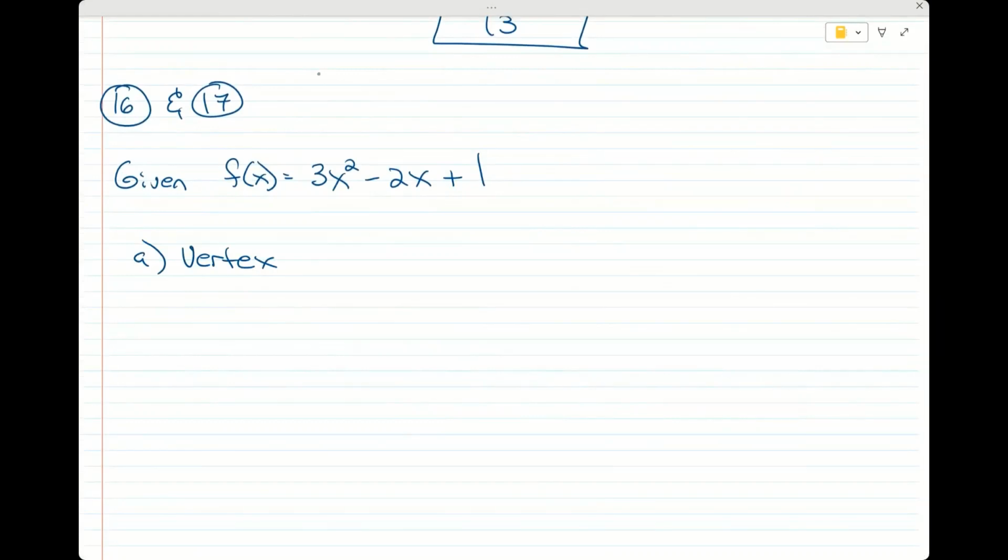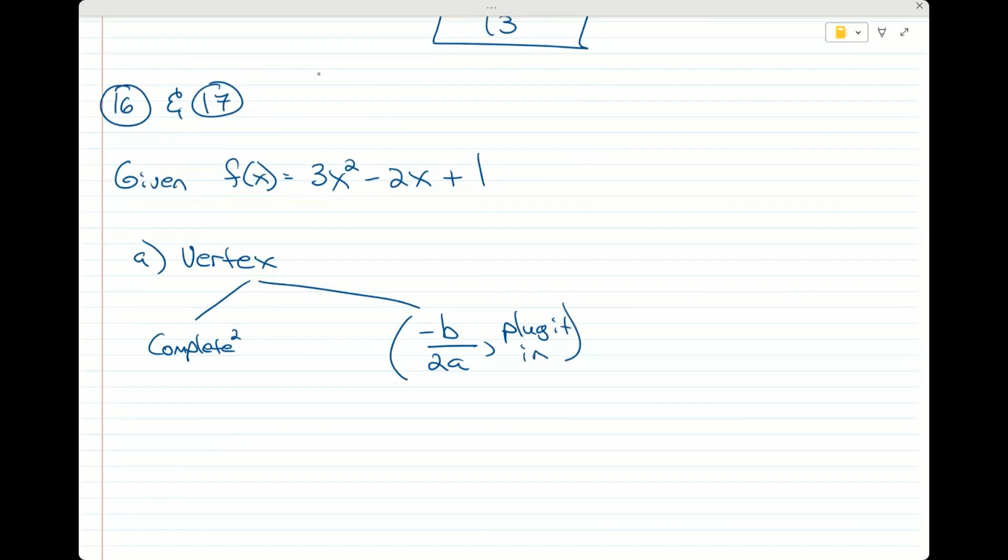And we talked about getting the vertex a couple different ways. One way is by completing the square. I don't really think anybody here wanted to do that. It's just a lot of steps and a lot to keep track of. The easiest way to get the vertex is to do the opposite of b over 2a and then plug that value in to get the y value of the vertex. So I could show you both methods, but I'm pretty sure most of you will prefer to use the second technique.